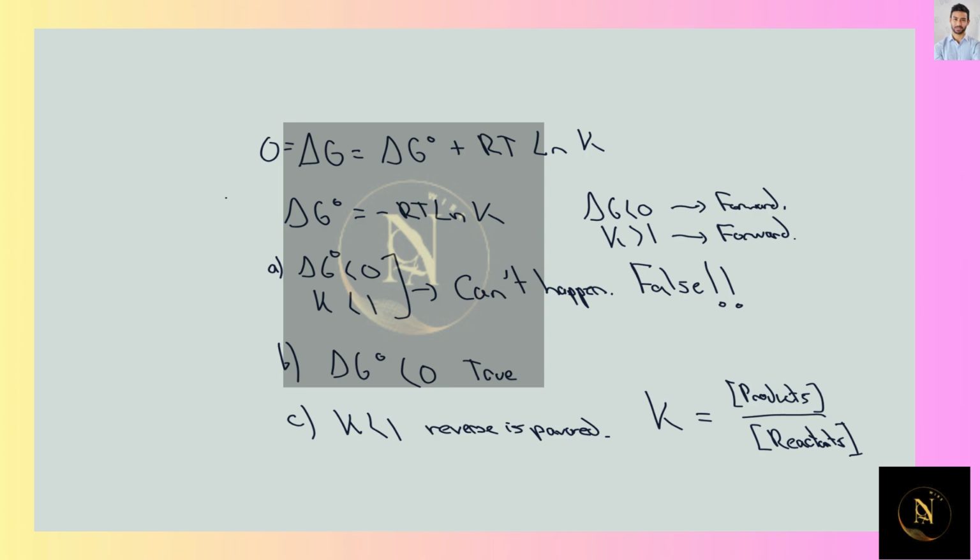And finally, the last statement tells us that delta G naught and K are both indicators of the direction of a spontaneous reaction. And that is true because we have this mathematical relationship between them. So the only statement that is false is that delta G naught can be lower than 0 and K can be lower than 1 at the same time. That cannot happen. That is false.